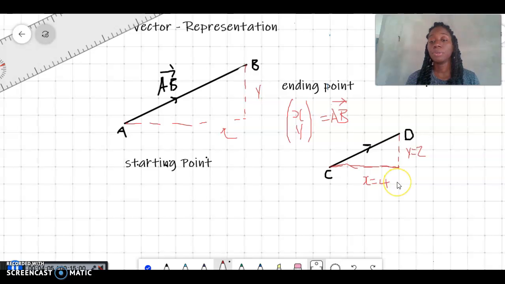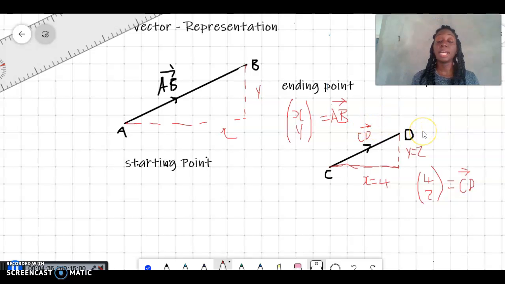So therefore my column vector, or the column vector of Roy's journey from home to school, would be equal to a horizontal shift of 4 units and a vertical shift of 2 units. So this is equal to C to D. And that is how we can basically represent our vector.